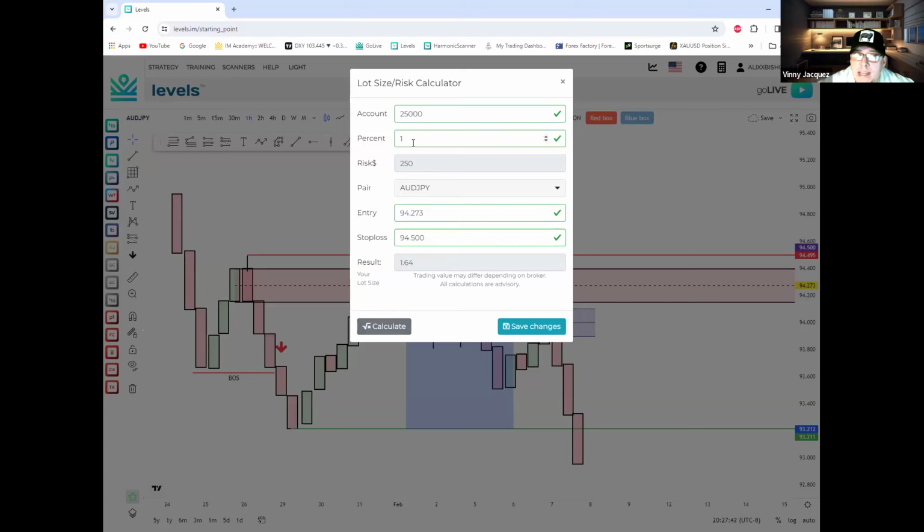Now, if I want to break that up, maybe I don't want to lose $250 on one setup. Maybe I want to break it up into quarters, right? Let's go ahead and put 0.25. Now it's telling me I'm risking $62.50. Now, if I calculate, my lot size is going to change. Boom. Now it's telling me I could throw down a 0.41. And at the end of the day, guys, I will be risking $62.50. Does that make sense? Does that answer your question about lot sizes?